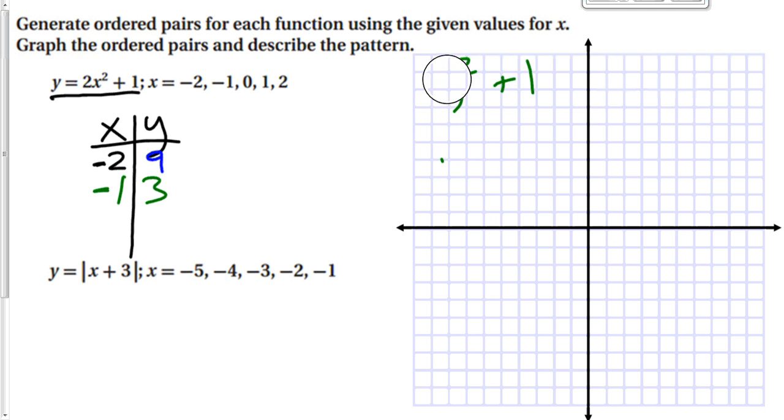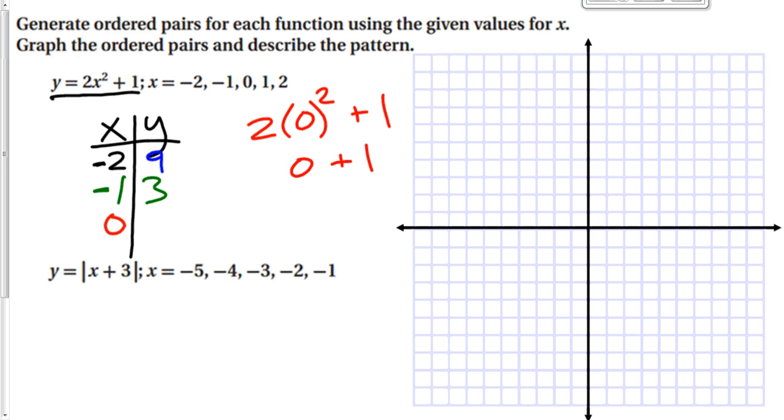Okay? And then my favorite one to put in is 0, because that's always the easiest one to find. So if I put 0 in for x, what do I get? Well, 0 to the second power is 0, so 2 times 0 is 0, plus 1 is 1.